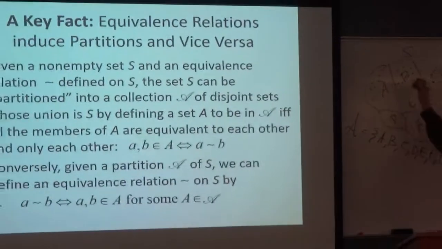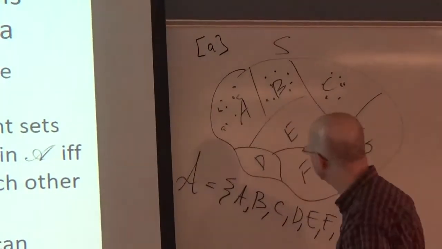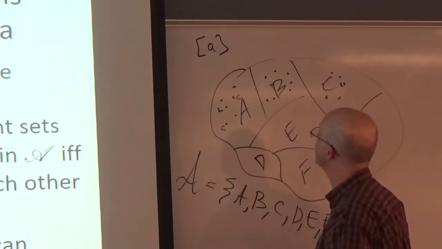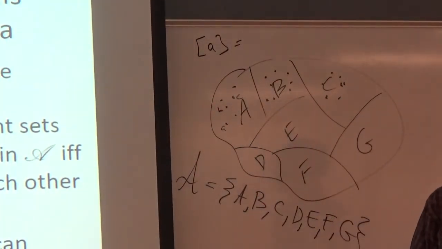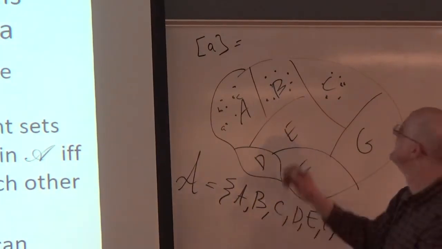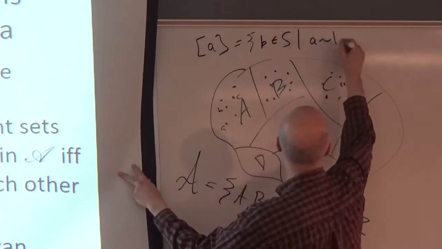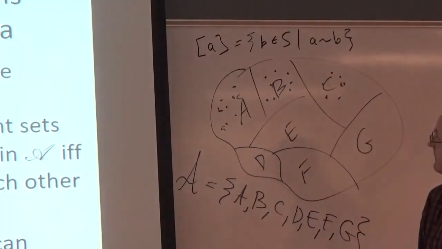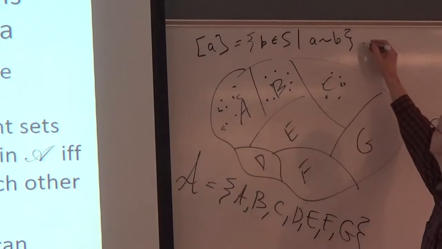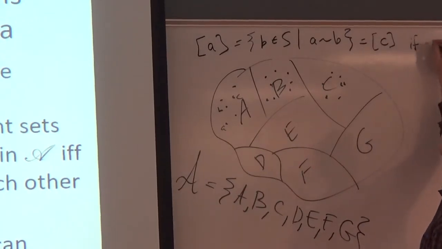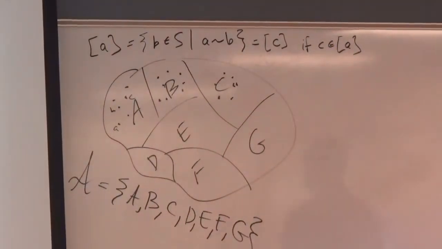Notationally, I was going to put this in the PowerPoint, but I forgot to. You saw in the reading that when you write something like this, that represents the equivalence class of the element a. It's the set of all things in the set in the partition that little a is in. This will be the set of all things b in S such that a is equivalent to b. And by the way, if c does happen to be another element of S, you could also write this. If c happens to be in this set, that is the equivalence class that a is.